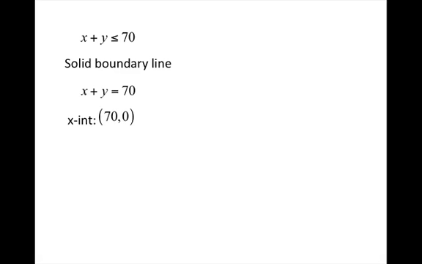So if I begin with the x plus y is less than or equal to 70, I know I've got a solid boundary line. All of my boundary lines are going to be solid. And this boundary line is x plus y equals 70. So for my x-intercept, let y be 0. If y is 0, I get x equals 70, so I have the x-intercept 70, 0. For the y-intercept, let x be 0. If x is 0, then y equals 70, so the y-intercept is the point 0, 70.